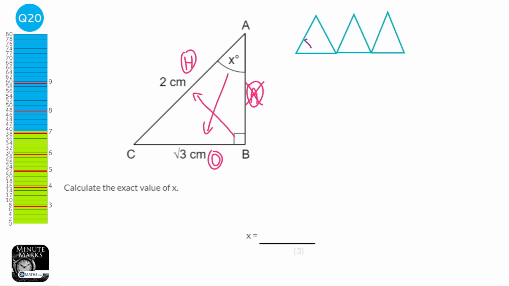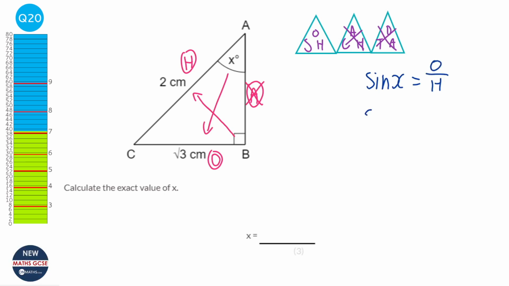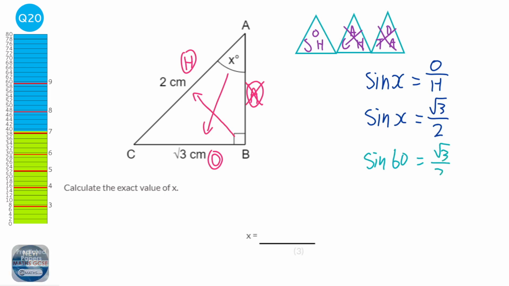And so we've got SOH CAH TOA. And we've just crossed out the adjacent, so we don't need this one and we don't need this one. And we're going to end up with SOH, which is short for sine of the angle equals opposite over hypotenuse. The angle is marked as x, so sine x equals root 3 over 2. You need to know from memory that sine 60 is root 3 over 2. And notice here that x therefore is going to equal 60.